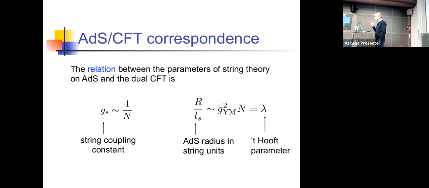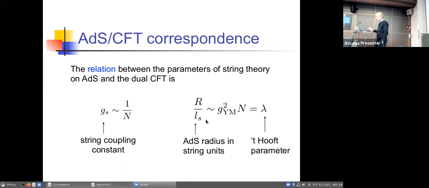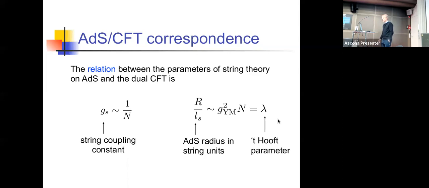The other parameter is related to the 't Hooft parameter, the effective coupling constant in the large N limit. And the relation is roughly that the radius of the AdS space or the sphere in terms of the string length is proportional to the 't Hooft parameter, the coupling constant of the dual gauge theory. And this is where people usually say that the AdS/CFT correspondence is a strong-weak duality, because if the 't Hooft parameter is small, then the radius is of the same order of magnitude as the string length. This is very far from the supergravity regime, where one can use supergravity to approximate string theory and has good quantitative control.